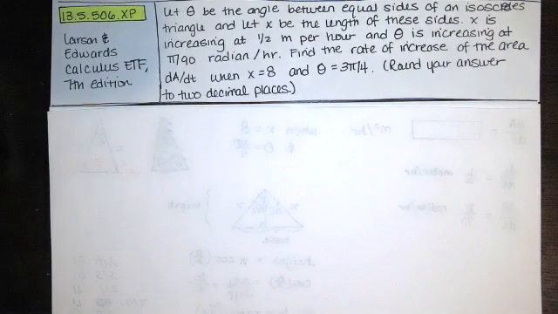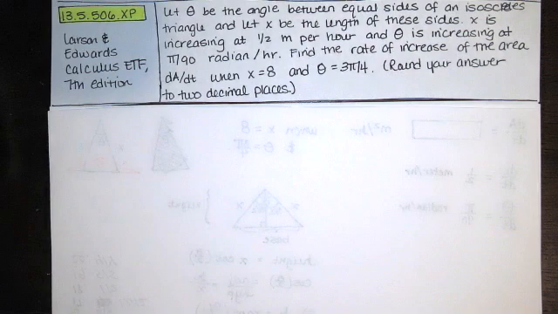In this video, we solve problem 13.5.506.xp from the Larson and Edwards Calculus Early Transcendental Functions text, 7th edition. We're told to let theta be the angle between equal sides of an isosceles triangle and let x be the length of these sides.